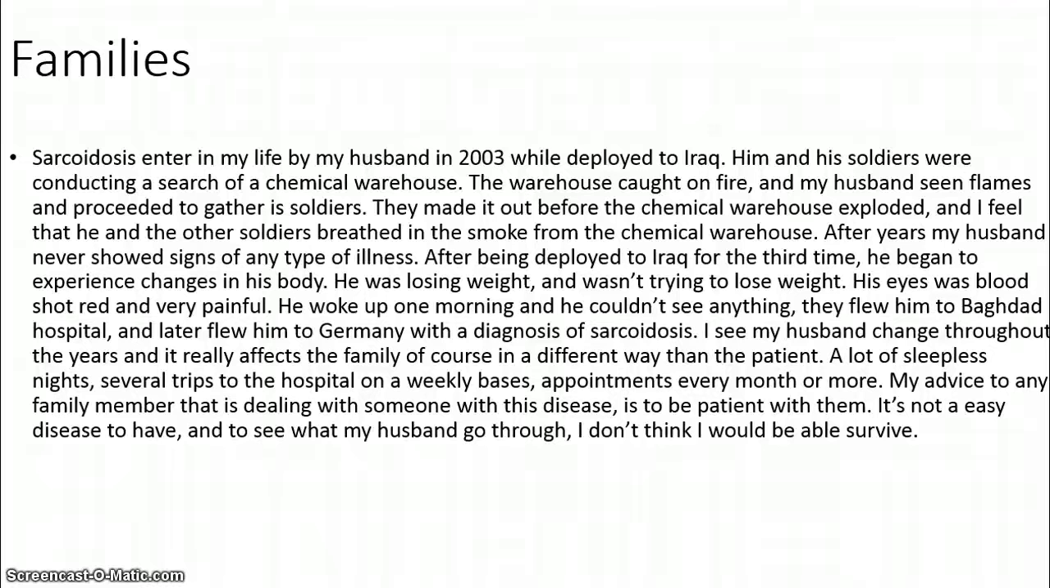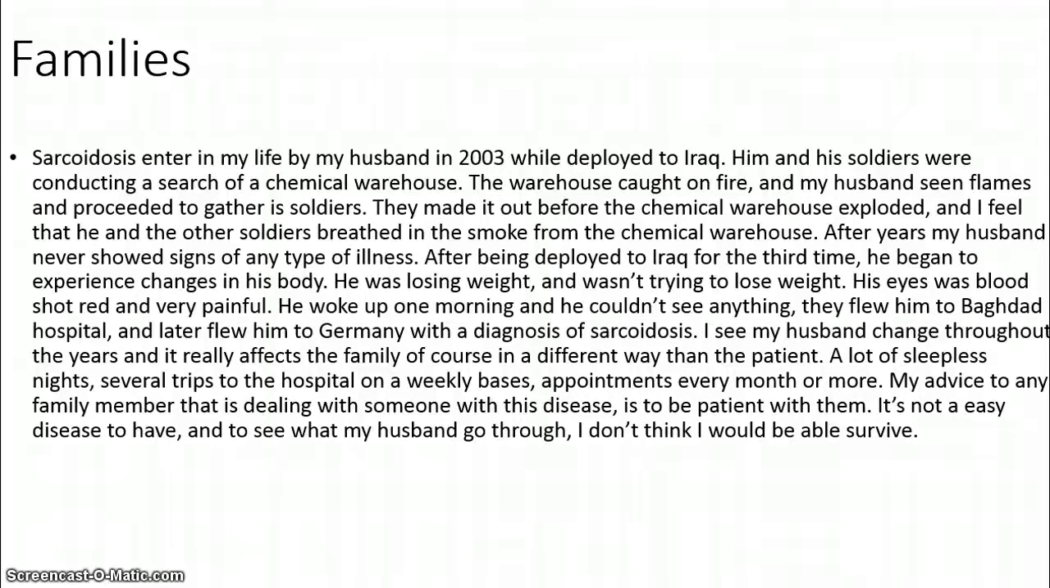After years, my husband never showed signs of any type of illness. After being deployed to Iraq for the third time, he began to experience changes in his body. He was losing weight and wasn't trying to lose weight. His eyes were bloodshot red and very painful. He woke up one morning and couldn't see anything. They flew into Baghdad Hospital and later flew into Germany with a diagnosis of sarcoidosis.